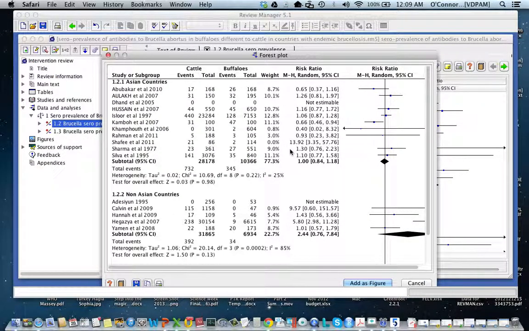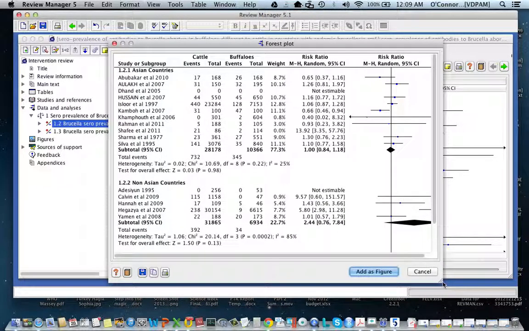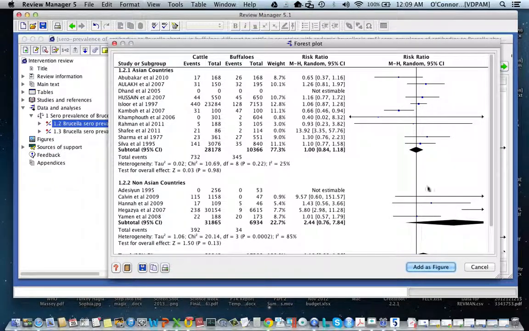So up here in the other study, I suggested potentially removing one, but that doesn't seem very valid here, because if we remove one of, say, the Calvin estimate, we still have this very big estimate from Hegazza. So I think I personally would be inclined at this point to wonder whether we can really use the data from the non-Asian countries, because they do seem to be very heterogeneous.